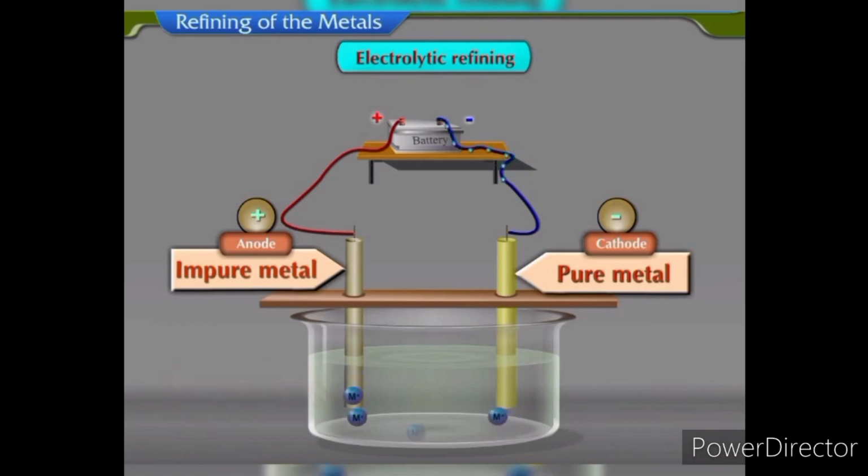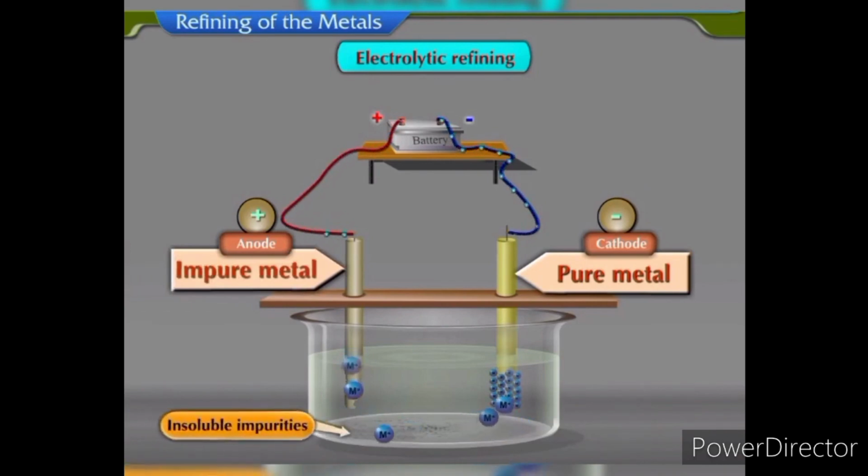On passing electric current, the impure metal dissolves from the anode and goes into the electrolyte. The metal from the electrolyte deposits on the cathode. The soluble impurities present in the impure metal go to the solution, whereas the insoluble impurities settle down at the bottom of the anode. In this way, the pure metal is produced at the cathode.